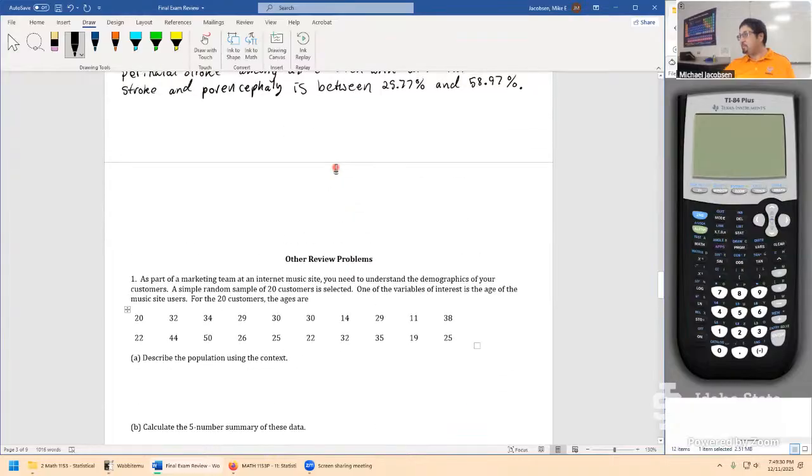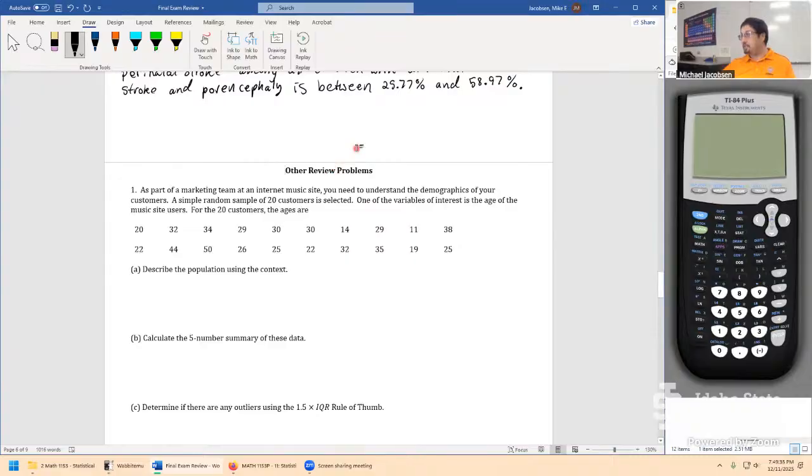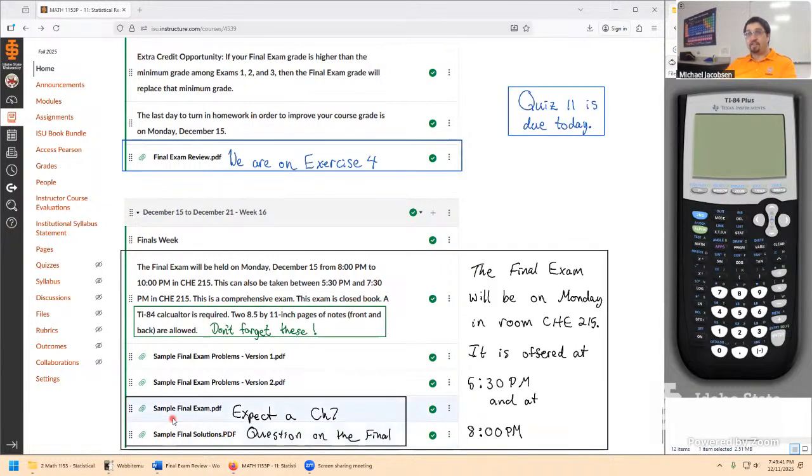Well, for the next set of problems, here's the other half of the review, the other stuff we did throughout the semester. There's one problem, like I mentioned before, that's not on the sample final exam but is on our real final exam, the chapter 7 question.